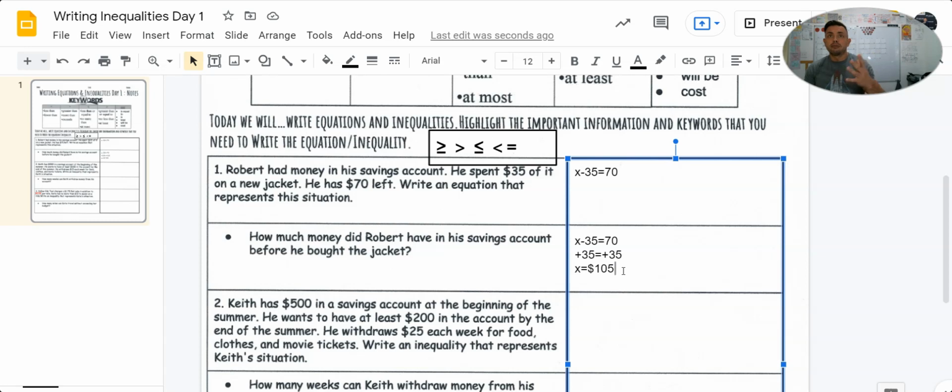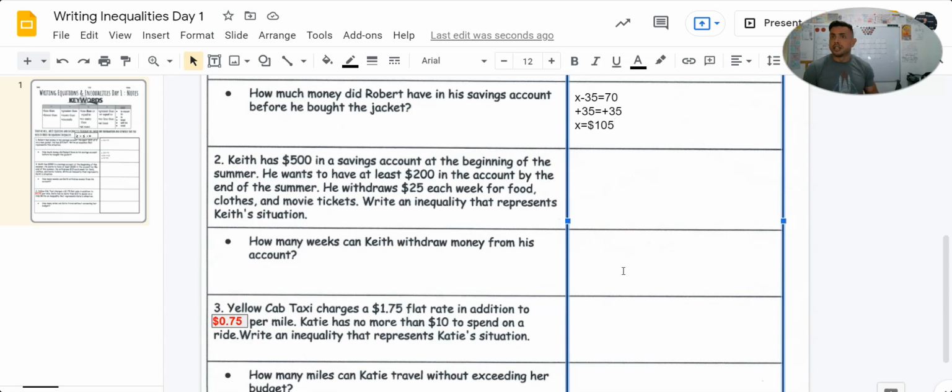So there's an equation representing a story, and then we solved it using the skills we learned from the last week or so to determine the solution. So pretty basic, pretty easy, and that's what we're going to do today.